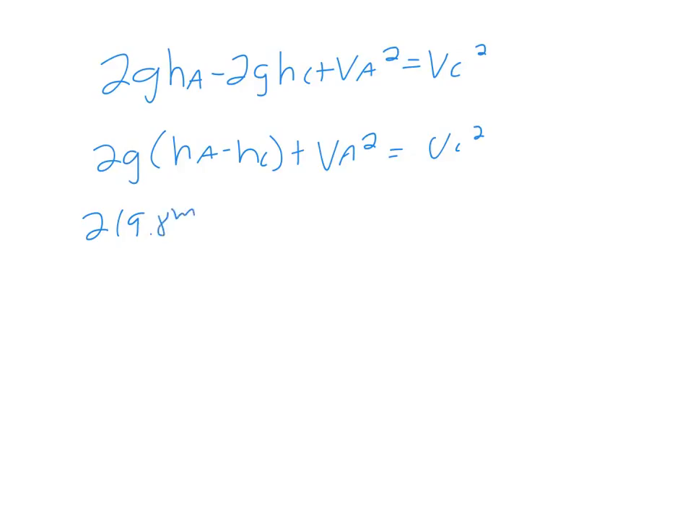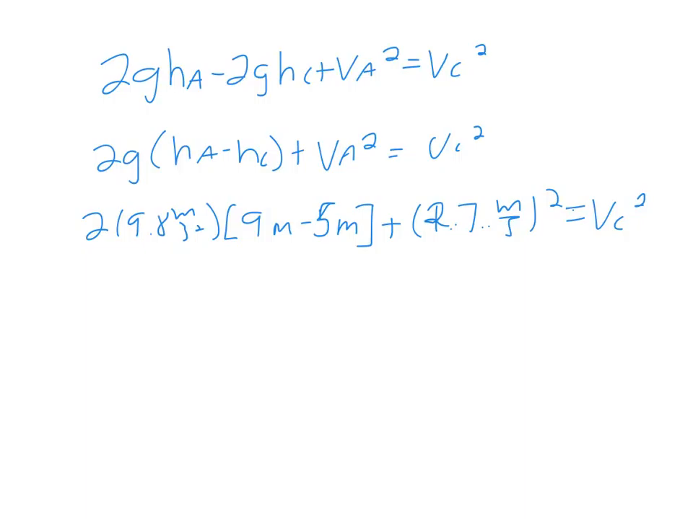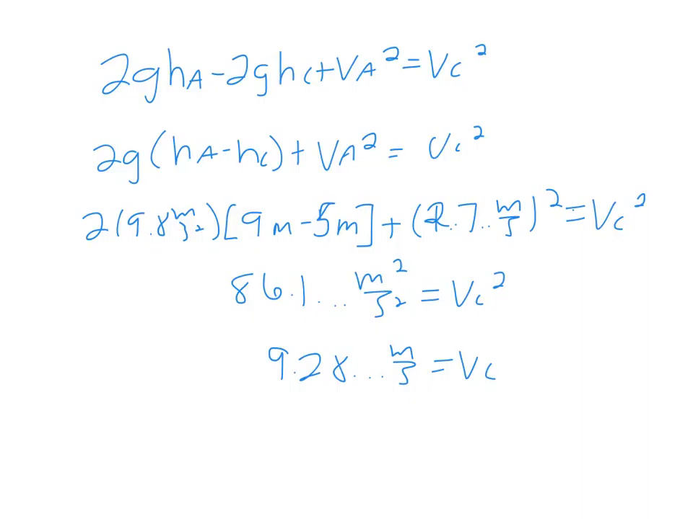2 times 9.8 meters per second squared. My height at A was 9 meters minus my height at C, 5 meters, plus the number that you hopefully stored from part A. This was 2.7, keeps on going, meters per second, squared equals VC squared. Multiplying this out, we get 86.1, keeps on going, meters squared per second squared equaling VC squared. Square root of that, 9.28 meters per second equals the speed at C.